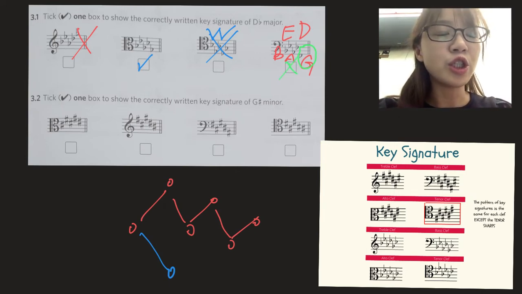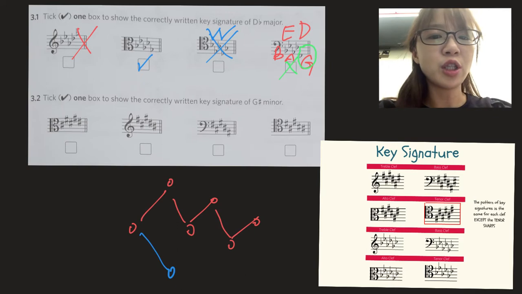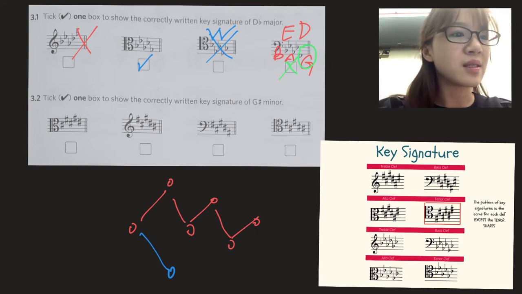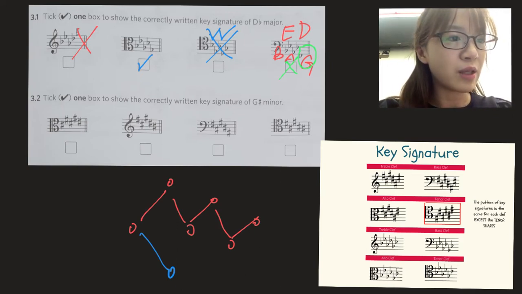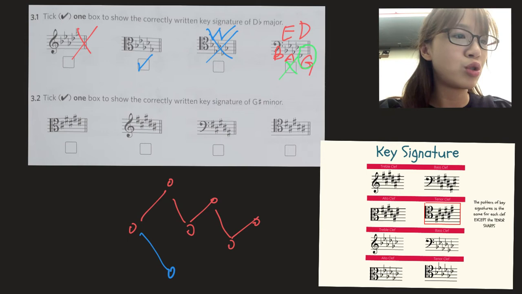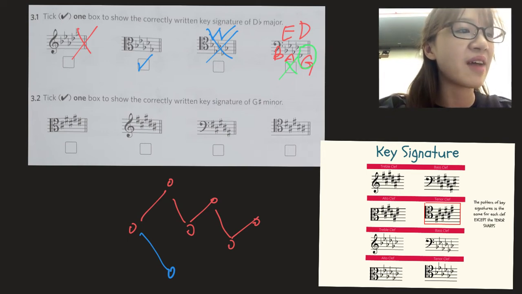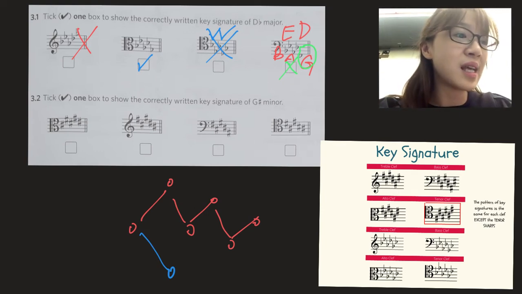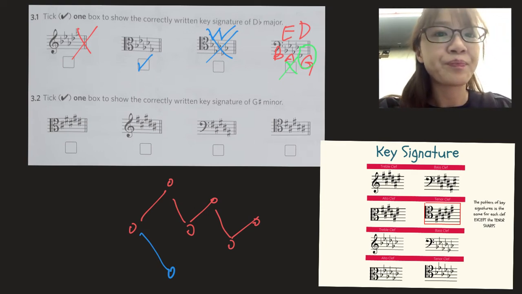Continue on. G sharp minor, there are 5 sharps. For the sharps, the shape of the sharps is like 2, 3, 1. Since you have 5 sharps, you consider 2, 3, 2, 3, 2, 3. Everything is the same, except when the tenor clef is going up 3 and 3. In this case, you will have 2 and 3.